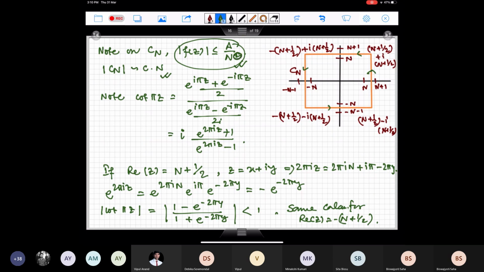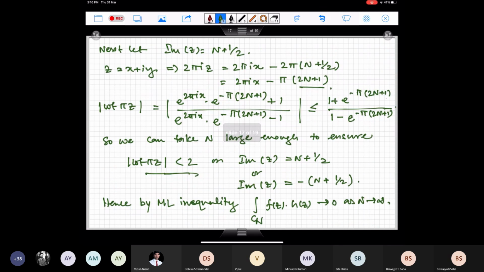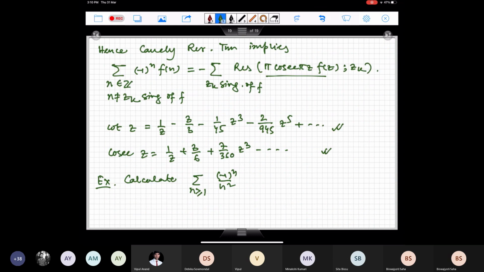So here I really need, in place of 2, I will be able to work with anything which is 1 plus epsilon, epsilon positive. So that is a must. So just one, barely one, will not give me anything. So here this is minus 1 power n divided by n square. So how do I find this? So clearly this seems to be something which is even. So I can write that this guy is actually half of summation n over Z, n not equal to 0, minus 1 power n divided by n square.